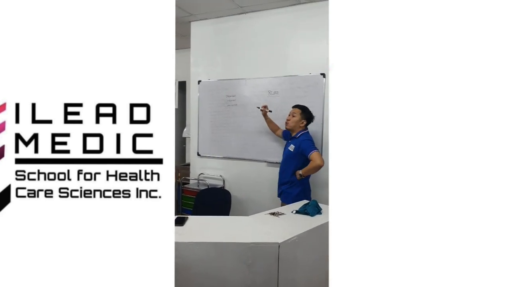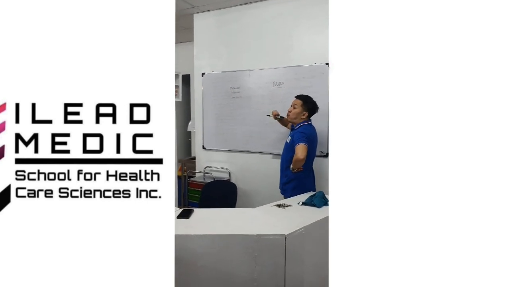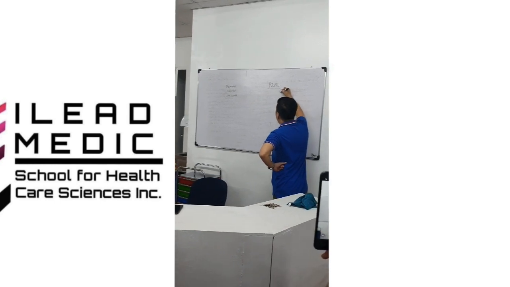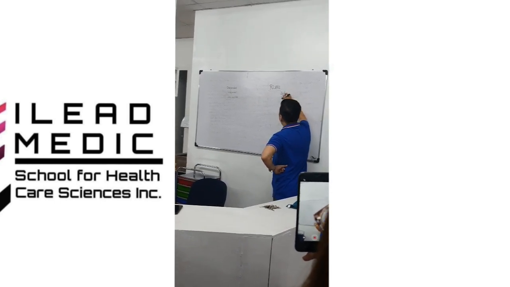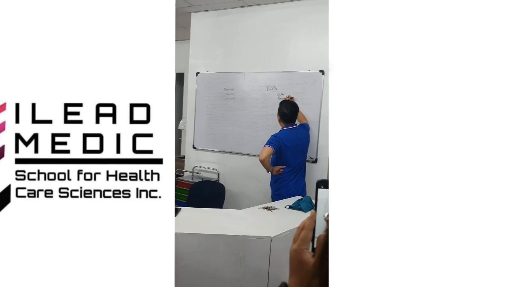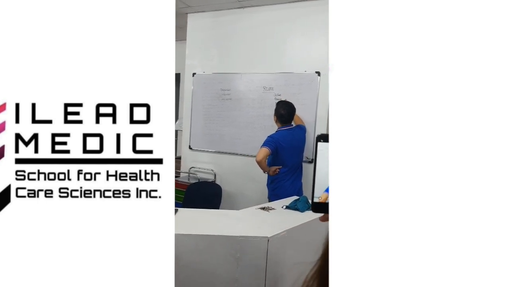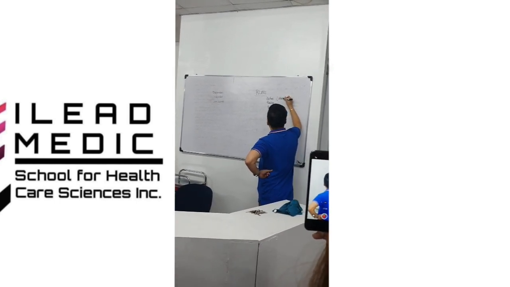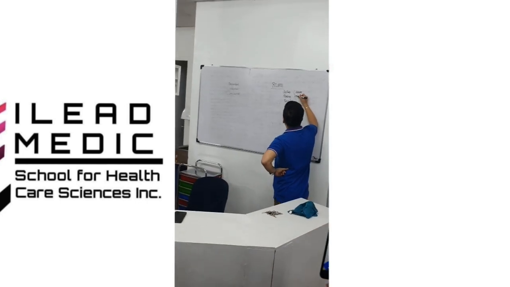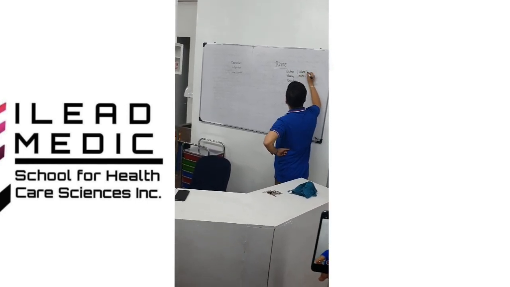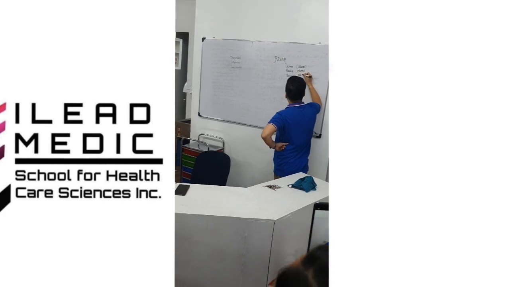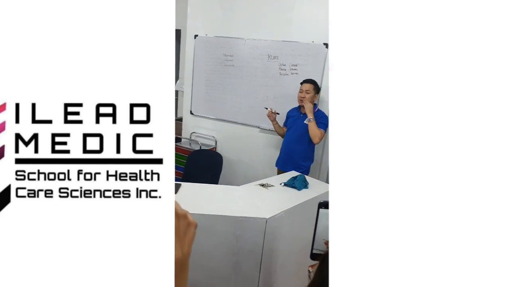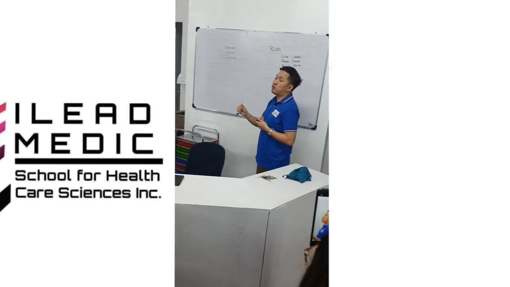Okay, so we have your range of motion exercises. There are 3 types of range of motion exercise. So what are those 3 types? We have your active range of motion exercise, we have your passive range of motion exercise, we have your resistive range of motion exercise. So we have your AROM, we have your PROM, and then we have your RROM.